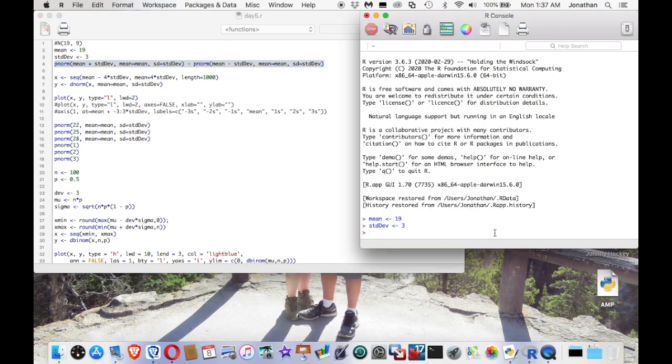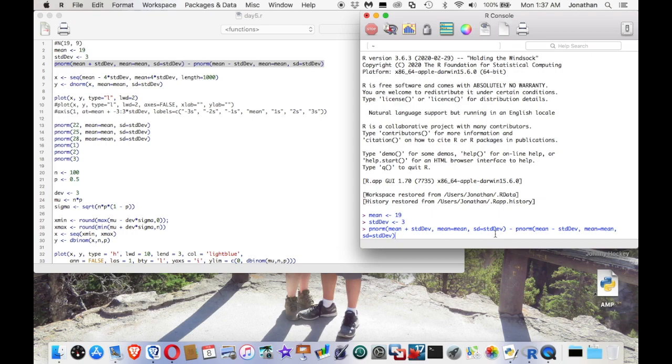Okay, so the first thing that we can see here is that we're going to call pnorm of our mean plus a standard deviation, and we're going to set the mean for our normal random variable to be the variable mean, so 19, and our standard deviation will be 3 here. When you use the normal functions in R, you want to make sure that you're using the standard deviation as opposed to the variance. And then we're going to subtract off pnorm of the mean minus the standard deviation, and again set the mean to be equal to our mean value of 19, and the SD parameter is going to be our standard deviation of 3.